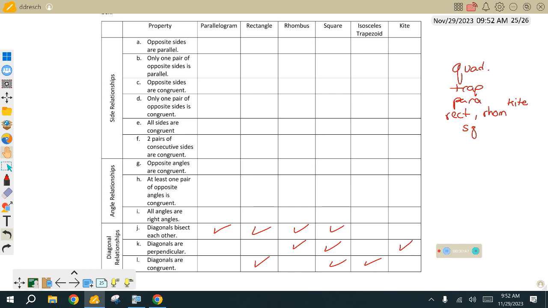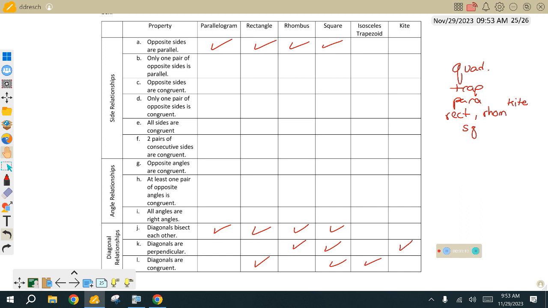Now, coming back round, up at the top on some of these things about the side relationships, opposite sides are parallel. That should be a given. You should know about what's happening there. Opposite sides are parallel. Okay, parallelogram. Is that happening? Most definitely. Everything below that then is parallelogram, rectangle, rhombus, square.